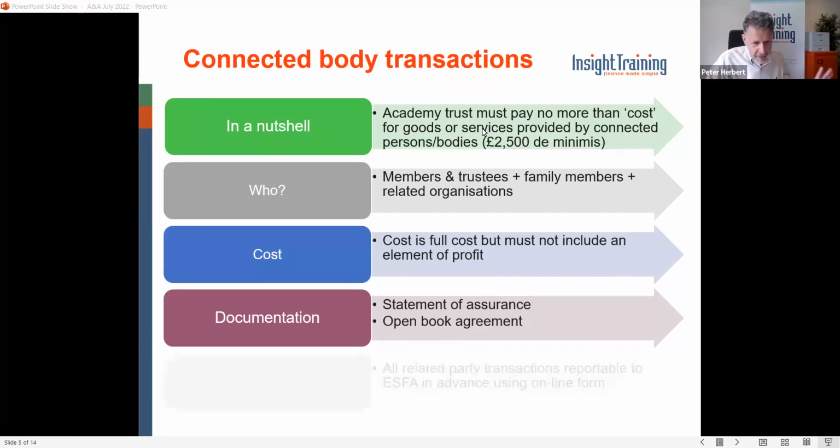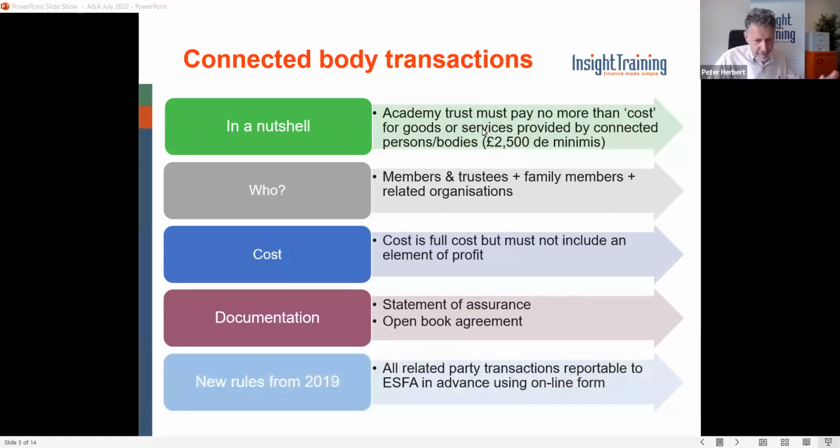In terms of related party transactions, yes, that's more broadly defined. And with effect from 2019, all RPTs are reportable to the ESFA in advance using the relevant online form.